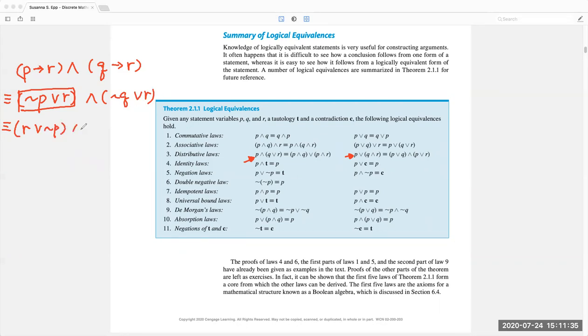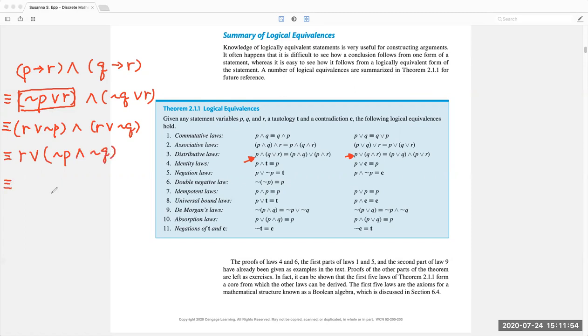Okay, maybe let me rewrite this one. R or negation Q. Okay. So then you can use this one. P is the R. That means R or then there is the negation P and negation Q. Okay. Any question here? No.